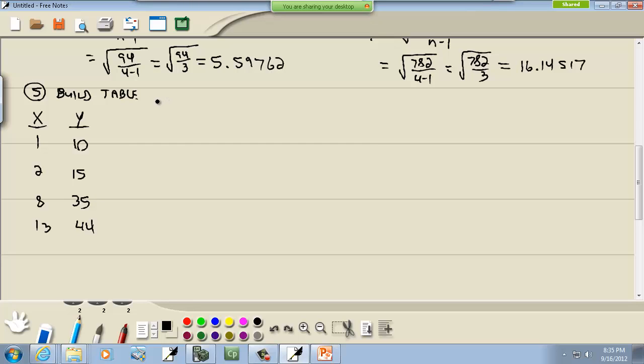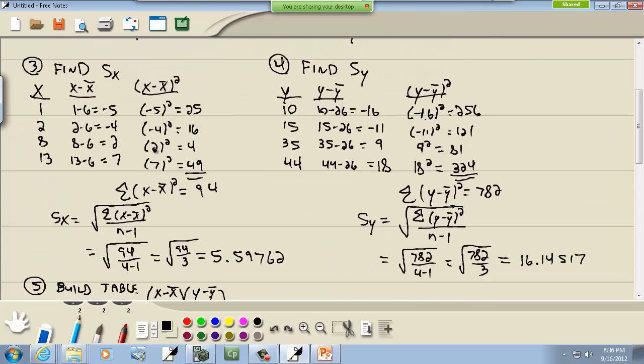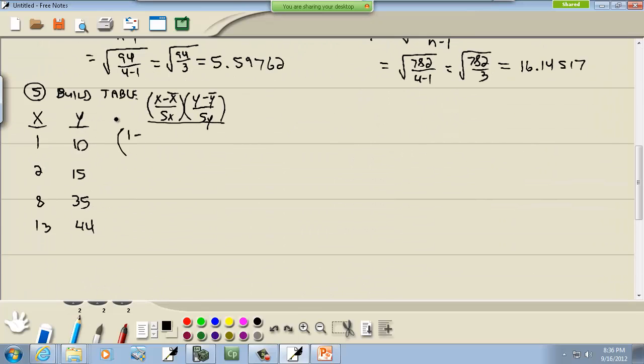And we got a new column that's going to be x minus x bar over s sub x times y minus y bar over s sub y. So we're going to have 1 minus x bar. I think that was 6, but let me go up here. 6 and 26. Okay, so this is 6 over s sub x, which is 5.59762, and y, which is 10, minus y bar, which is 26, divided by s sub y, which is 16.14517.